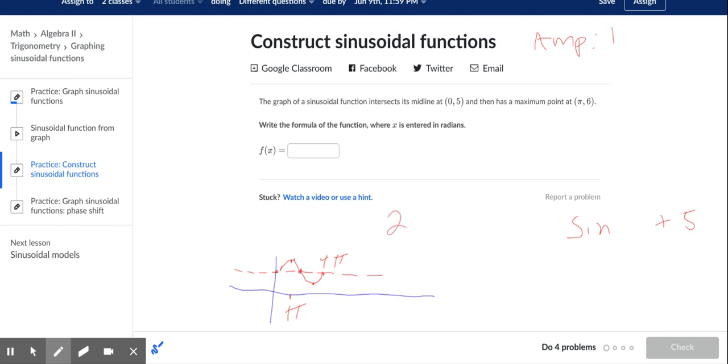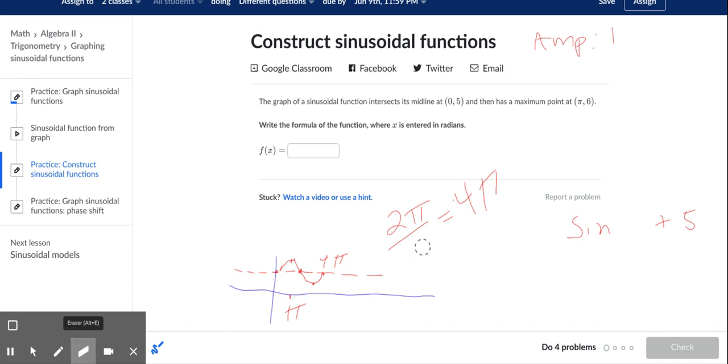So 2 pi divided by what gives me 4 pi? Because remember, to find my period, I take, let's not use x, x is confusing, let's call that b. So 2 pi divided by b gives me 4 pi. Because remember, whatever I'm putting in front of my x in my equation, 2 pi divided by that gives me my new period.